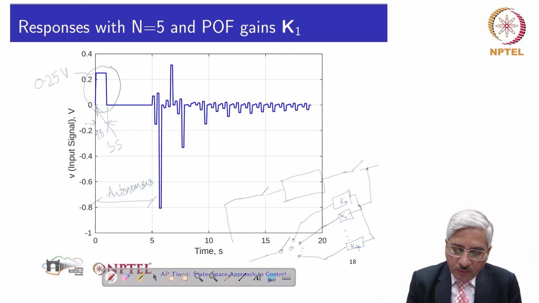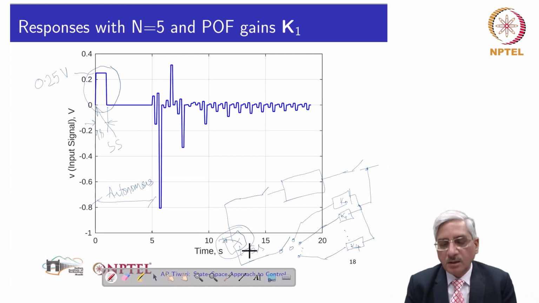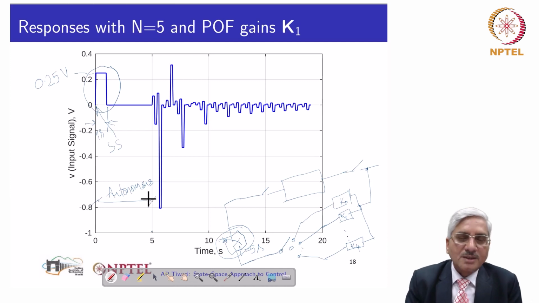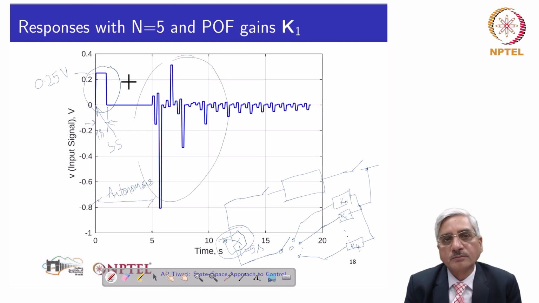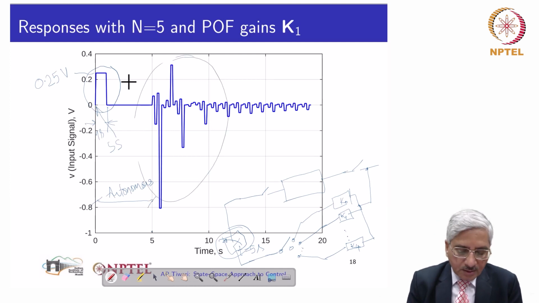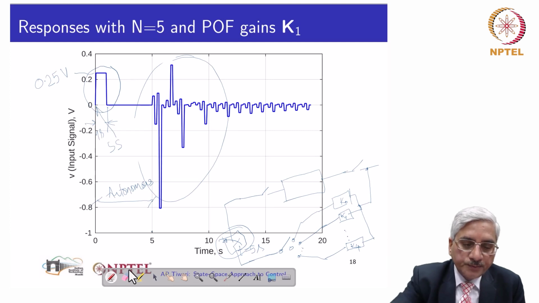However, we are not closing this loop till 5 seconds. This switch closes only at t equal to 5. So even though the control signal is being calculated, it is not being implemented. The loop is not closed for 5 seconds. Thereafter the loop is being closed, and so the control action happens. Let us go back.